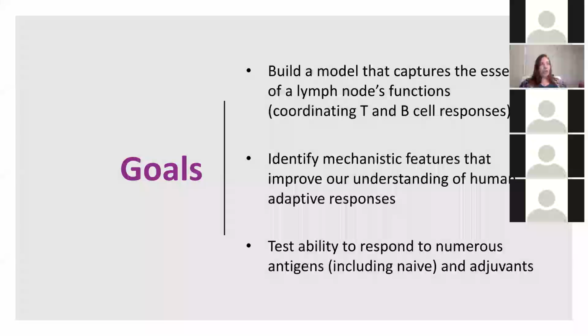So given all of those features, I attempted to build a model that recapitulates the major features of a lymph node's functions to coordinate T and B cell responses in a physiologically relevant way, to identify some mechanistic features that will help us better understand how human adaptive responses are wired, and then also, can we test the ability to respond to numerous antigens, ideally including naive antigens, and also how that can be modulated with adjuvants.